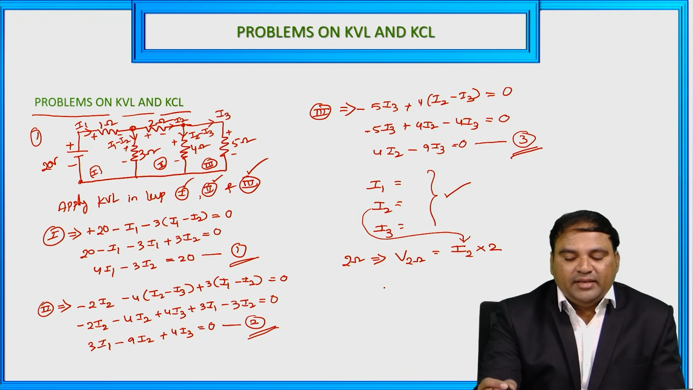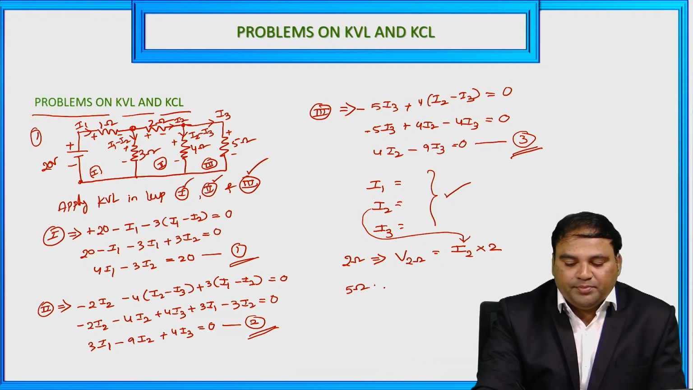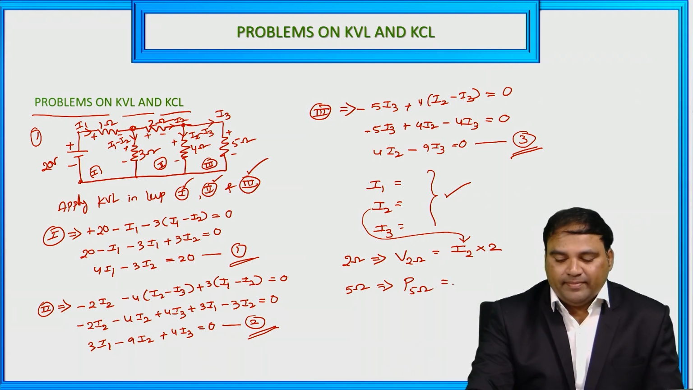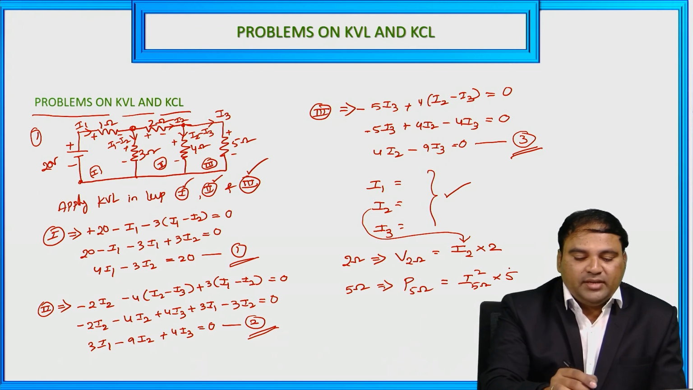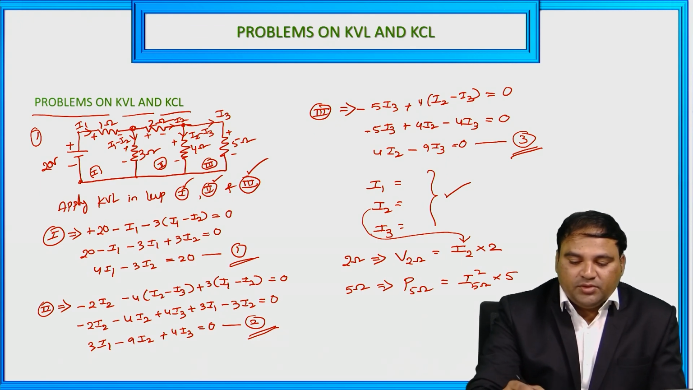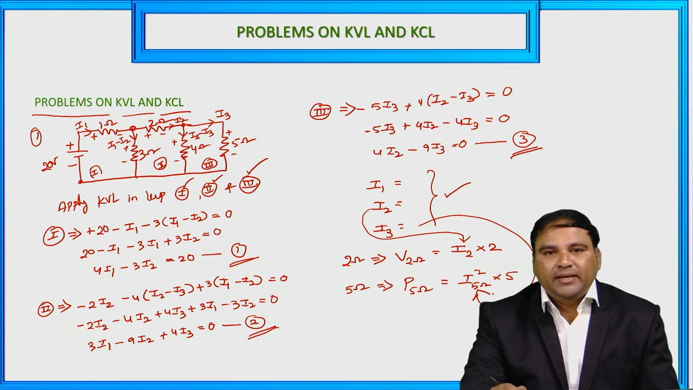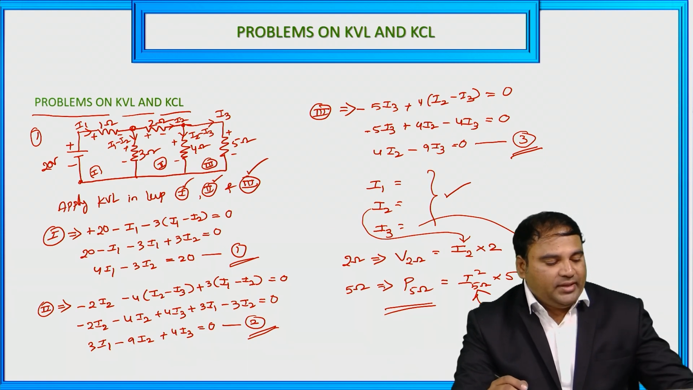Suppose we need to calculate the power through the 5 ohm resistor. The power equation is I square R, that is I 5 ohm square into R value. The R value is 5. So what is the current through this 5 ohm? I3. So this I3 should be substituted here, and we will get the power through 5 ohm. Right? Here is one problem on KCL and KVL. So we'll go for the next problem.